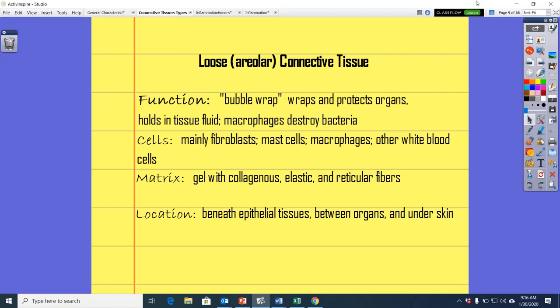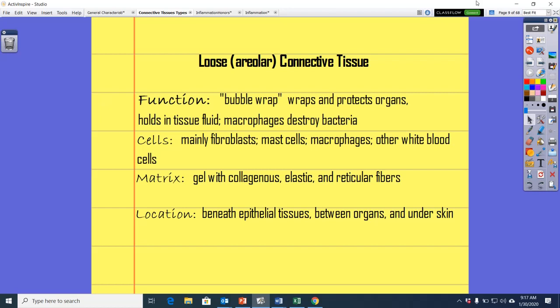It's also going to contain macrophages, which are a type of white blood cell that will engulf and destroy bacteria if we need it to. The cells within this connective tissue are fibroblasts, which we looked at in the picture, mast cells, macrophages, and other white blood cells. So it kind of has everything. They say this is like the kitchen sink of connective tissue because it's got bits and pieces of all kinds of cells and a lot of fiber types.